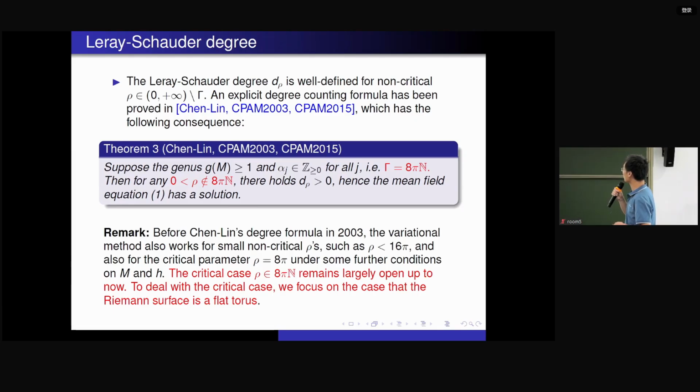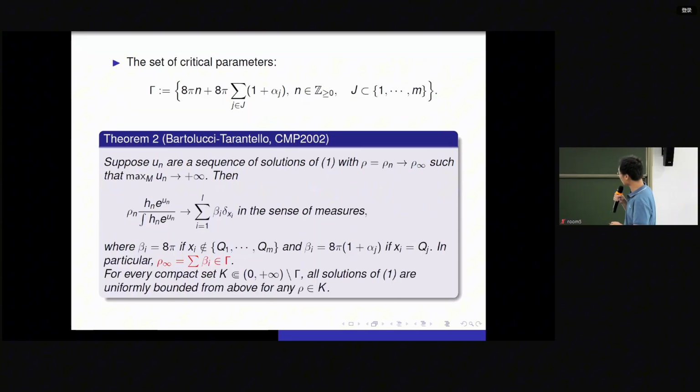Chen Jingquan and Chang Shoulin computed the Leray-Schauder degree and have the following consequence. For simplicity, we assume all alpha j are integers. Then this set is just a pi times an integer.